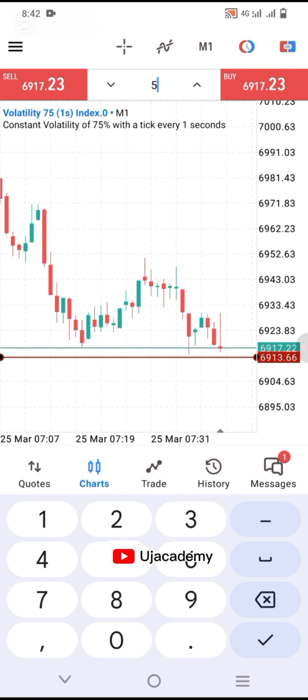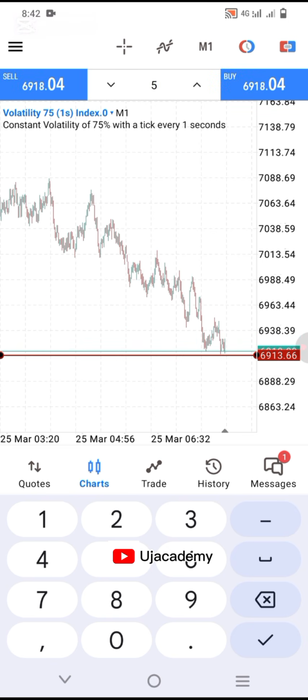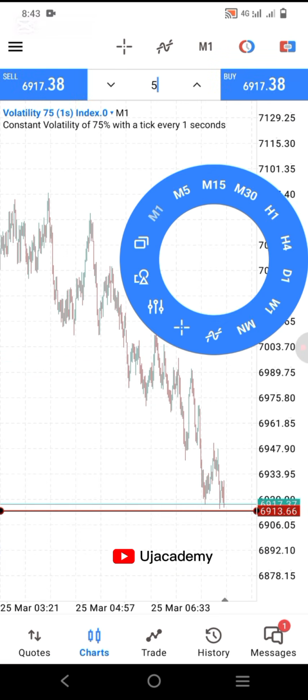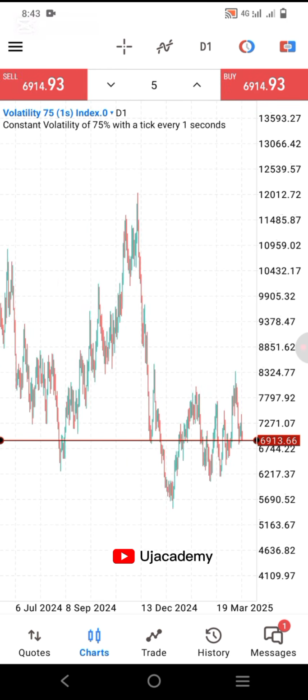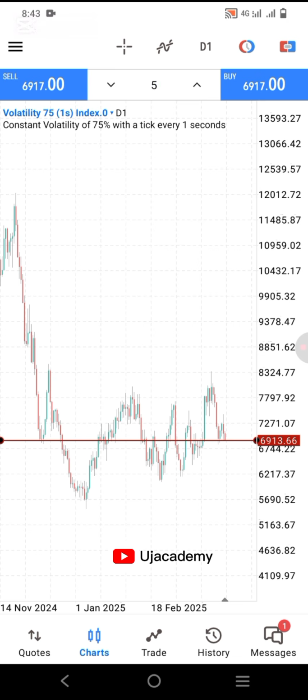I decided to use 0.5 points on this trade. Remember that size, ensure you use a very tight stop loss. So that horizontal line is my stop loss as well.